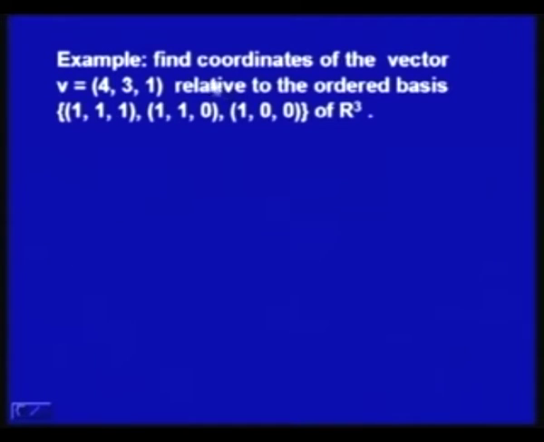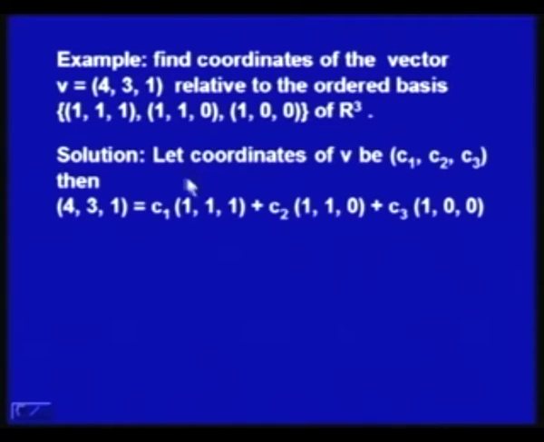Now, let us try to find the coordinates of a given vector with respect to a given ordered basis. Let us consider an ordered basis of R cube as (1, 1, 1), (1, 1, 0) and (1, 0, 0), and let us try to represent the vector V in R cube, of the form (4, 3, 1). We have to find the coordinates of this vector (4, 3, 1) with respect to this ordered basis.